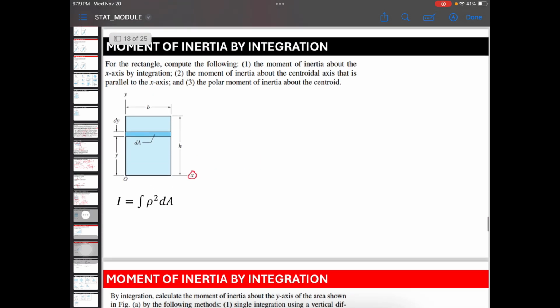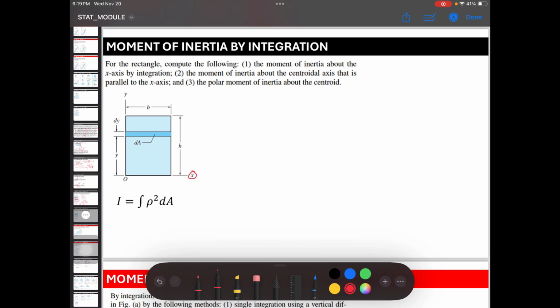So, number 2, moment of inertia about the centroidal axis. Dito tayo. The centroid is nandito. Nakagitna siya, no? Still, parallel to the x-axis ng centroid. So, dito pa din tayo. Ito ang evaluation point natin, no? So, let's use this differential element na din.